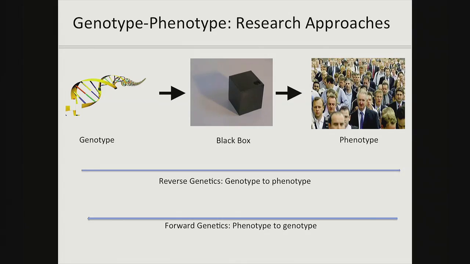So how has this been researched? It's of course not a new question. It's a very old question, and research in that direction has been going on for a long time. Generally, one can group these research approaches into two terms: reverse genetics or forward genetics, and they basically try to start here and walk over here, or to start here and walk backwards.